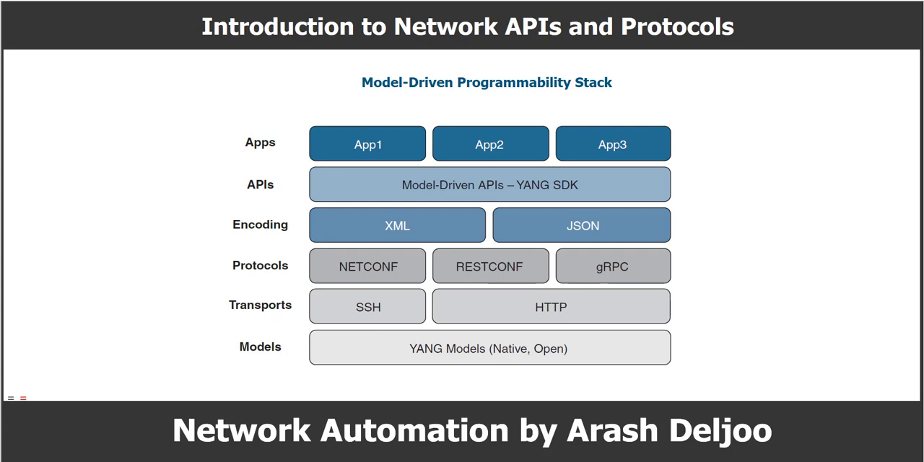In this figure, the model-driven programmability stack consists of 6 layers. At the bottom are Yang data models that are both native and open. Next are 2 transport protocols, SSH and HTTP. Above that is the protocol layer, including NETCONF, RESTCONF, and gRPC. The encoding layer has both JSON and XML. The API layer is next, with model-driven APIs using Yang. Finally, applications are at the top of the stack. We will further learn about several of these components in this video.